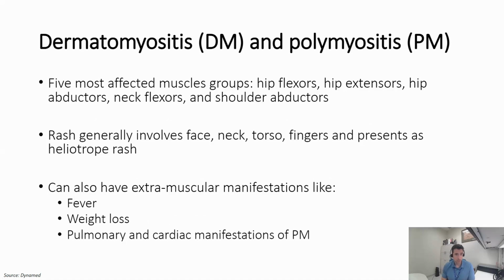The rash, particularly in the case of dermatomyositis, may include the face, neck, torso, and fingers, and you may also have the presentation of a heliotrope rash as well. You can also have extramuscular manifestations such as fever, weight loss, and pulmonary and cardiac manifestations in the context of some sort of polymyositis.